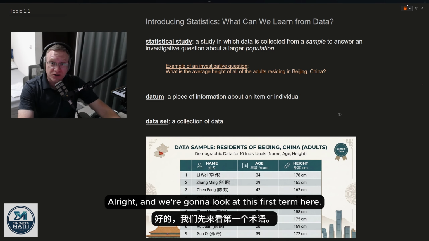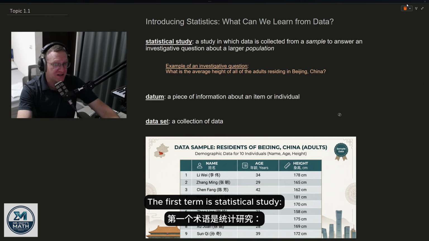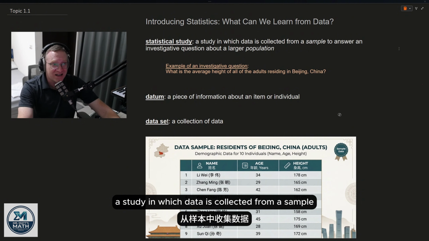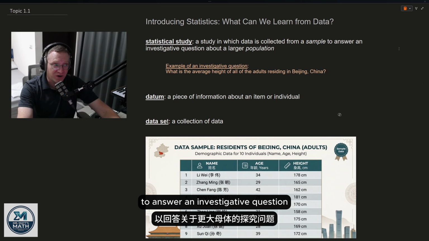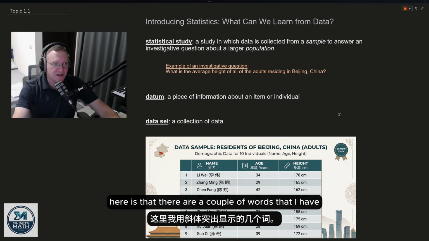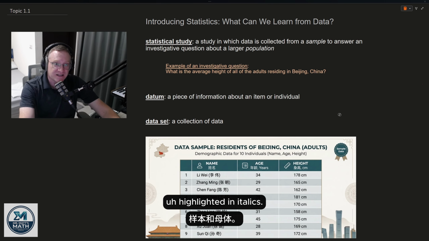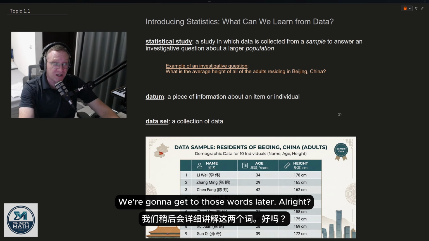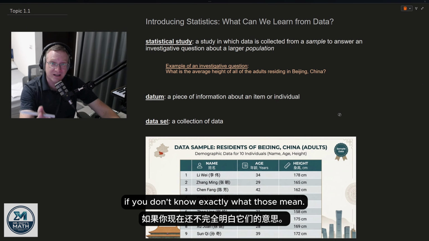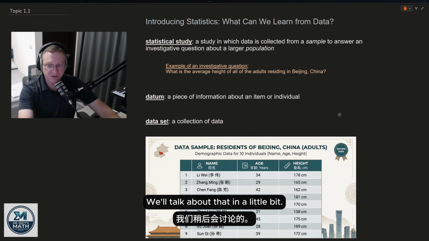All right, and we're going to look at this first term here. The first term is statistical study. A study in which data is collected from a sample to answer an investigative question about a larger population. What I want you to notice here is that there are a couple of words that I have highlighted in italics: sample and population. We're going to get to those words later, so don't worry too much if you don't know exactly what those mean. We'll talk about that in a little bit.